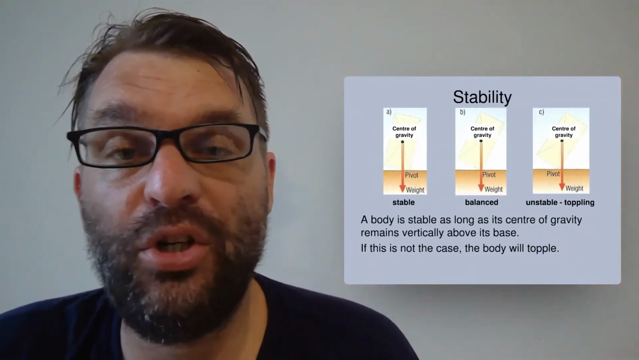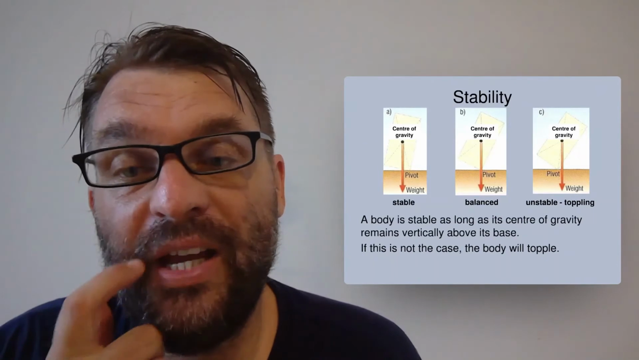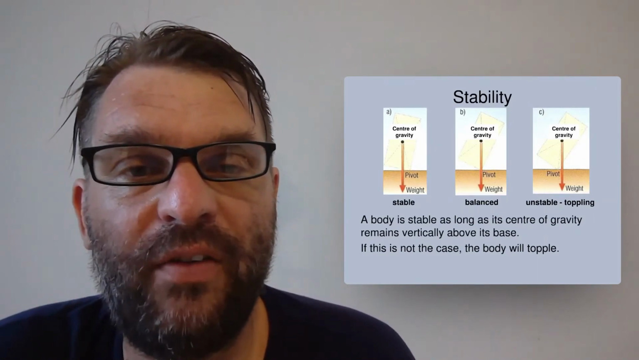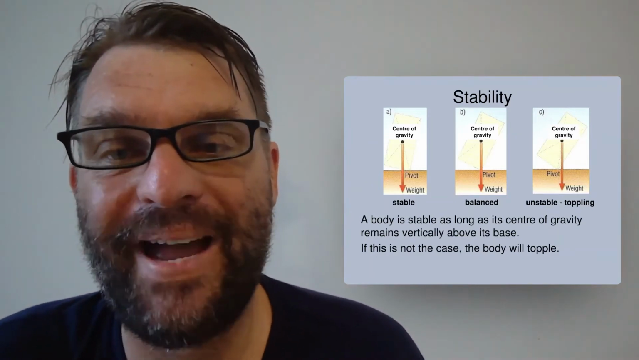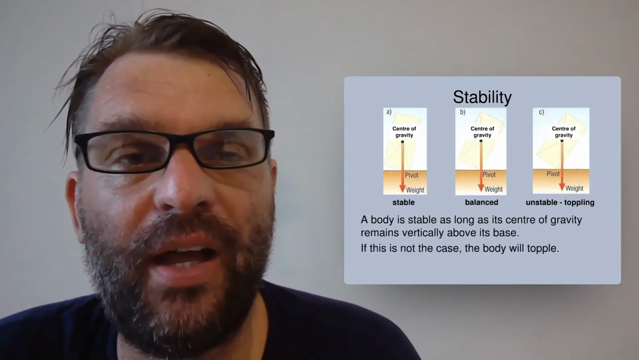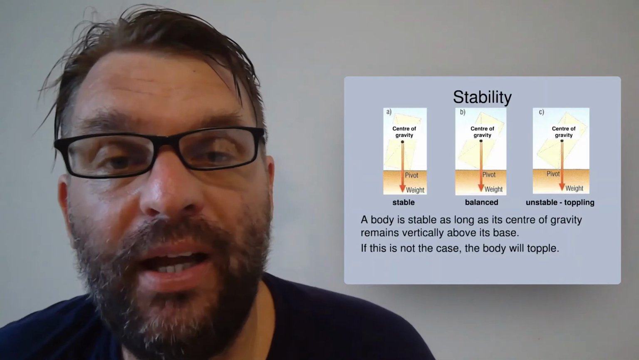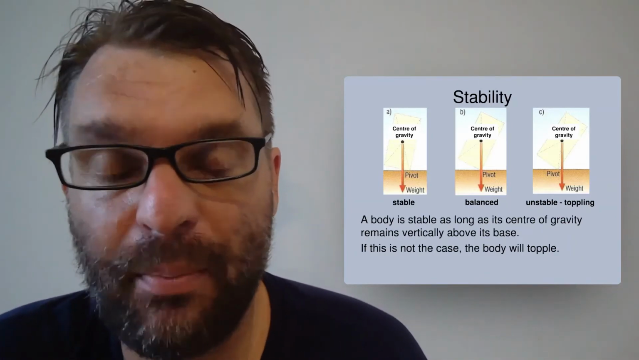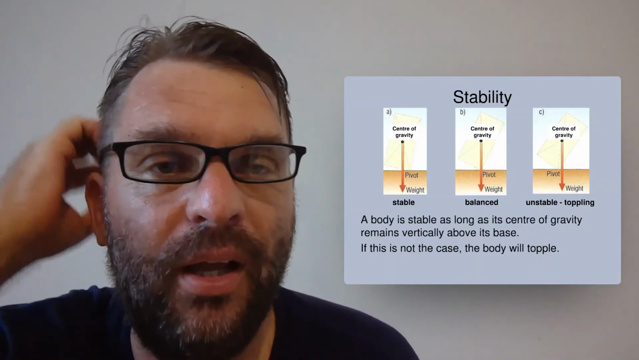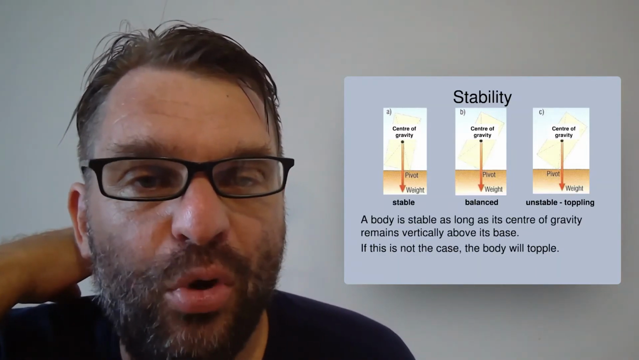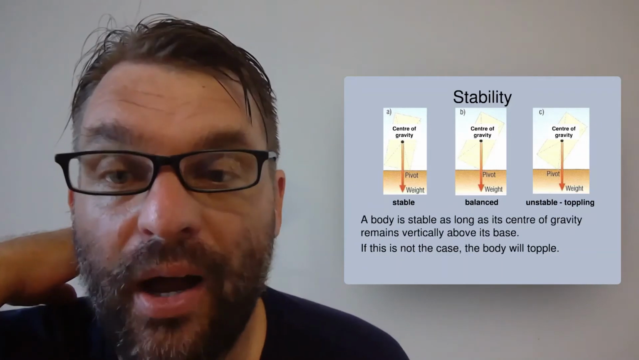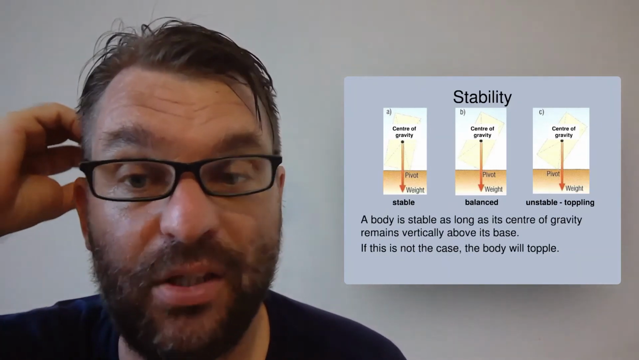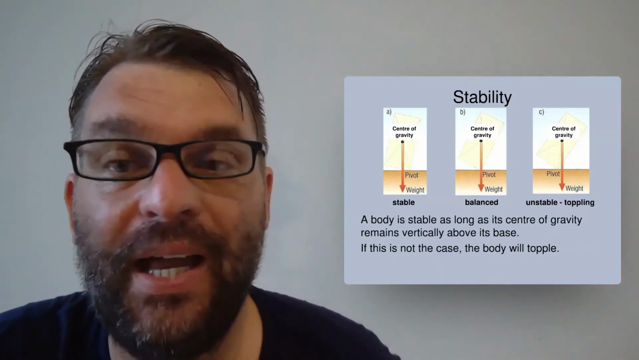So a lot of exam questions around stability. Okay, these 3 images illustrate that. A body is stable as long as the center of gravity remains vertically above its base. Think of basically a milk carton, for example. In the first example, the center of gravity is just above the base, so it's stable on the kitchen table. And then as you move it, you can see that it's no longer above the base, and it's going to topple over onto the kitchen table and make a mess, which you have to clean up. Okay, the body will topple.